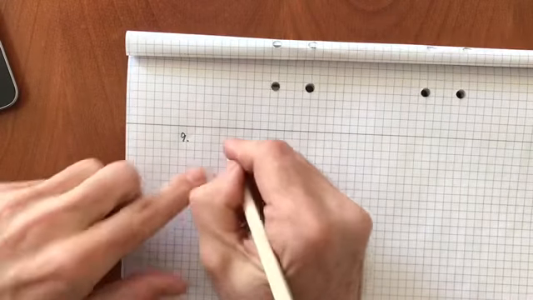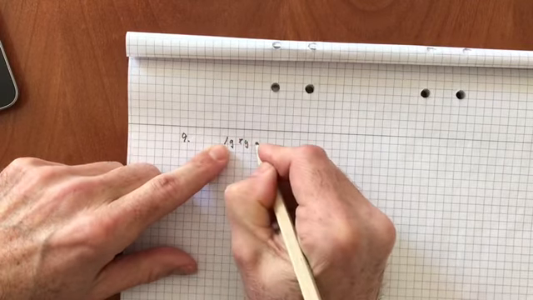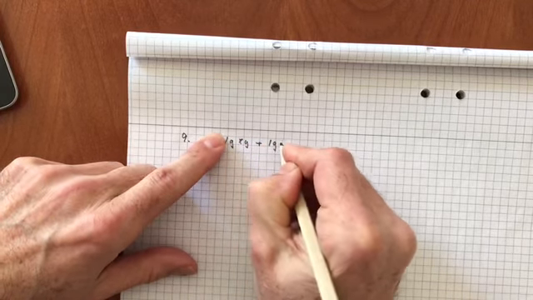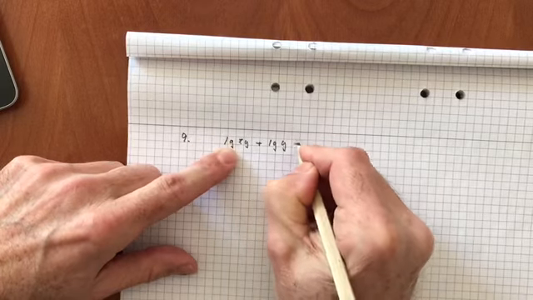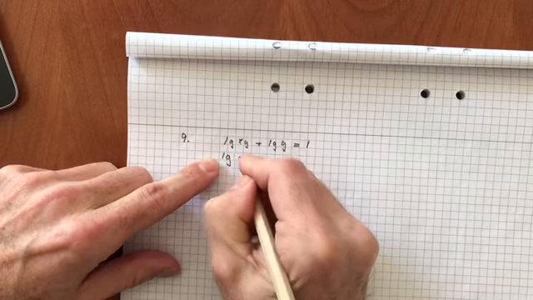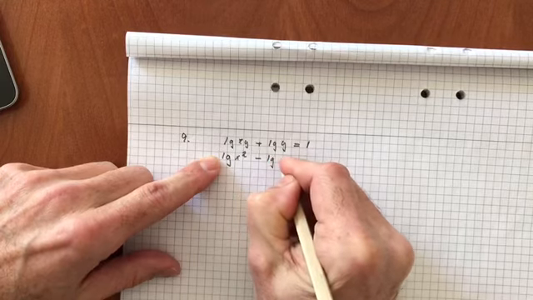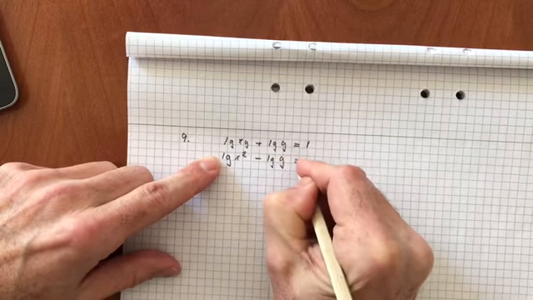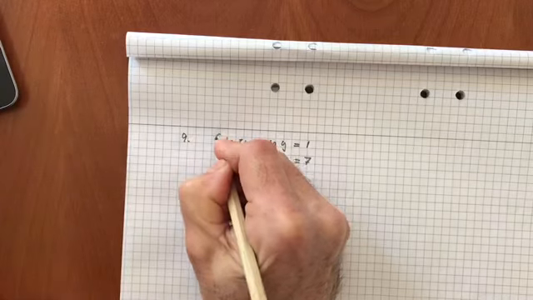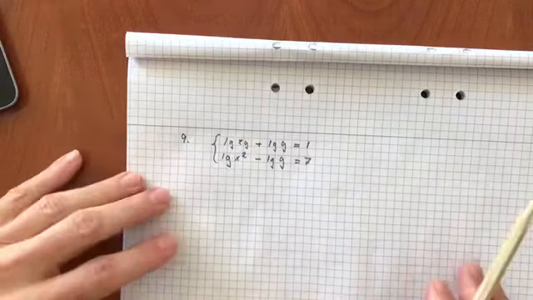So I'm starting by writing this down. It looks like this. Log of x times y plus log of y is equal to 1. And log of x squared minus log of y is equal to 7. Like this. So it's a system of equations. I use the brackets like this.